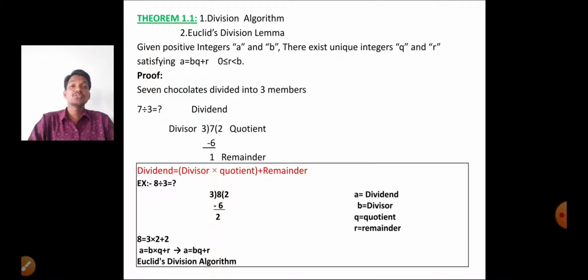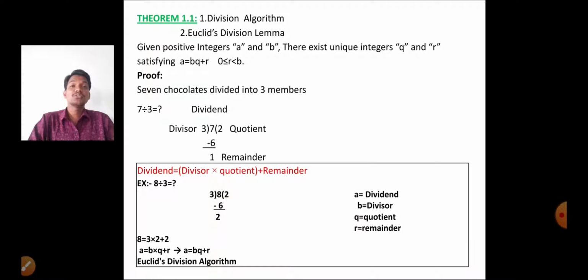I have another example, look here. Example: 8 divided by 3 equals how much? So 8 is the dividend, 3 is the divisor, 3 2s are 6, we'll get 2. So 8 equals 3 into 2 plus 2, meaning dividend equals divisor into quotient plus remainder.